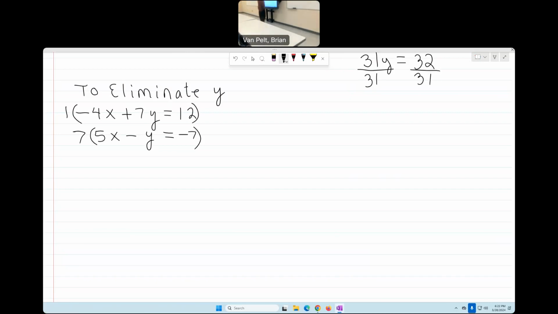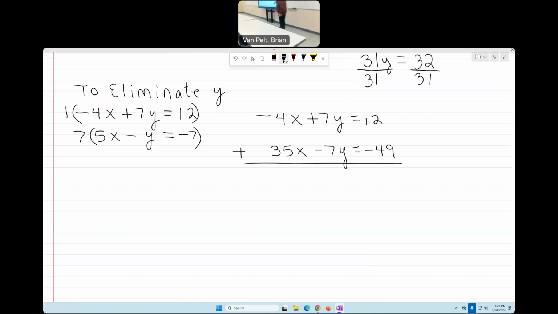So let me go ahead and rewrite these. I have negative 4x plus 7y equals 12. And the second one is 35x minus 7y equals negative 49. And as by design, we're making the y's disappear this time. So when I add them, we get 31x equals, I think this is negative 37.